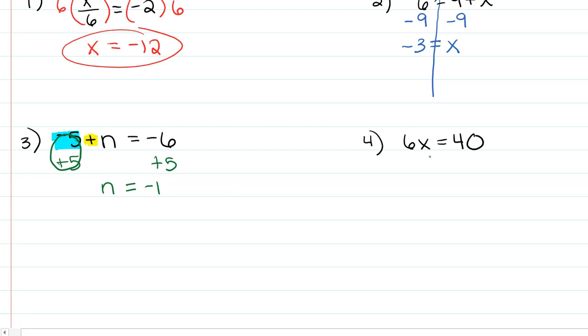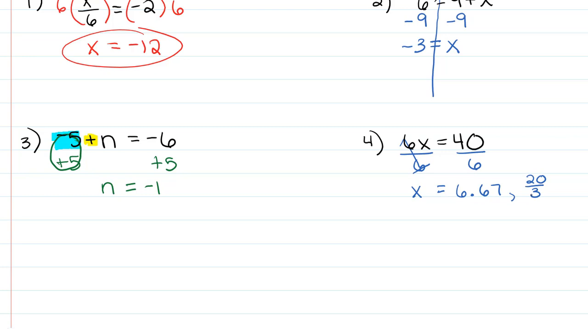And lastly, if I have 6x equals 40, I see multiplication. The inverse operation is division, and 6 divided by 6 is 1, so I have isolated x. 40 divided by 6, well, that's not going to be a nice number. We can write it either as 6.67, rounding to the hundredths place, or simply simplify that fraction. So 40 and 6 are both divisible by 2 to reduce that to 20 over 3.